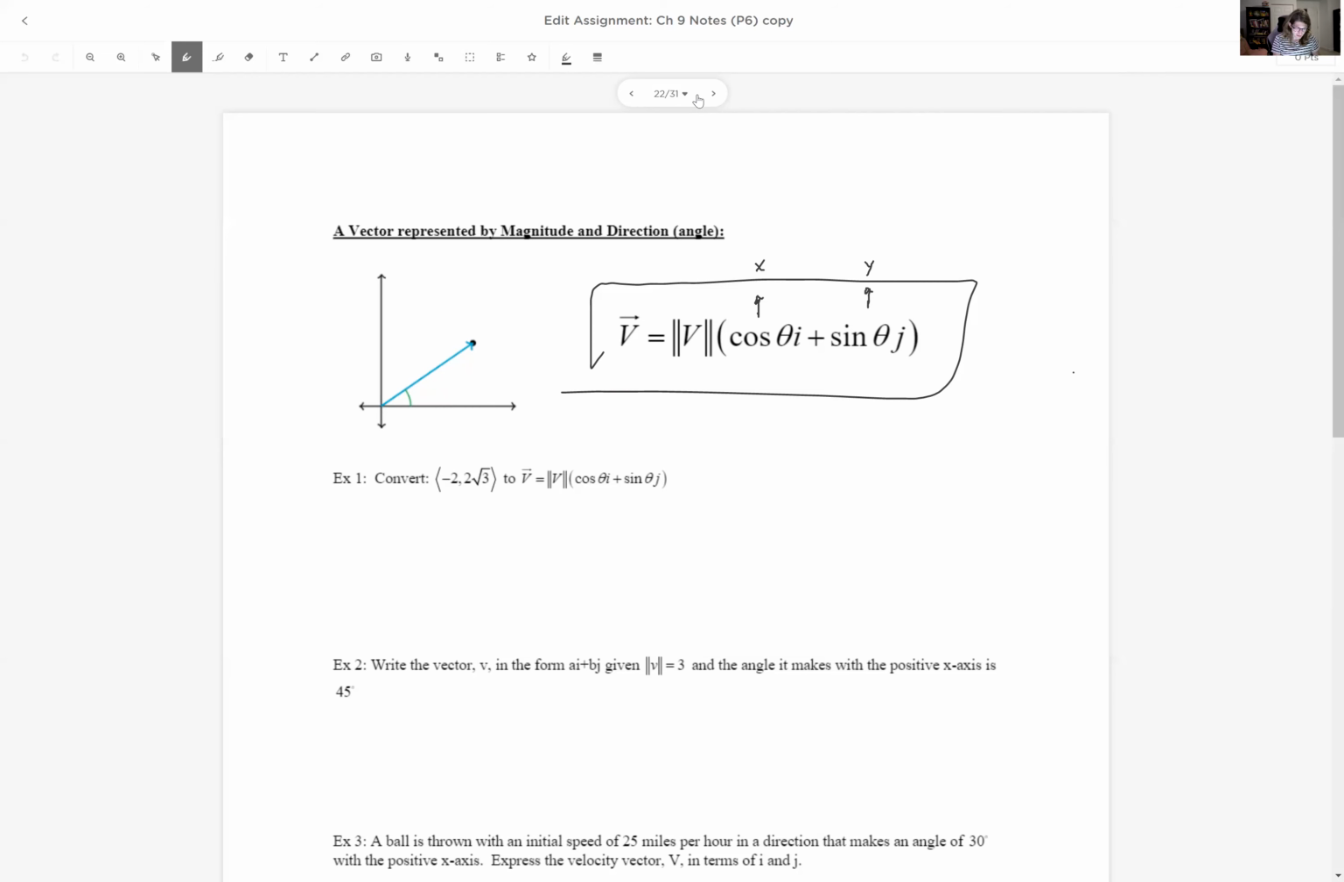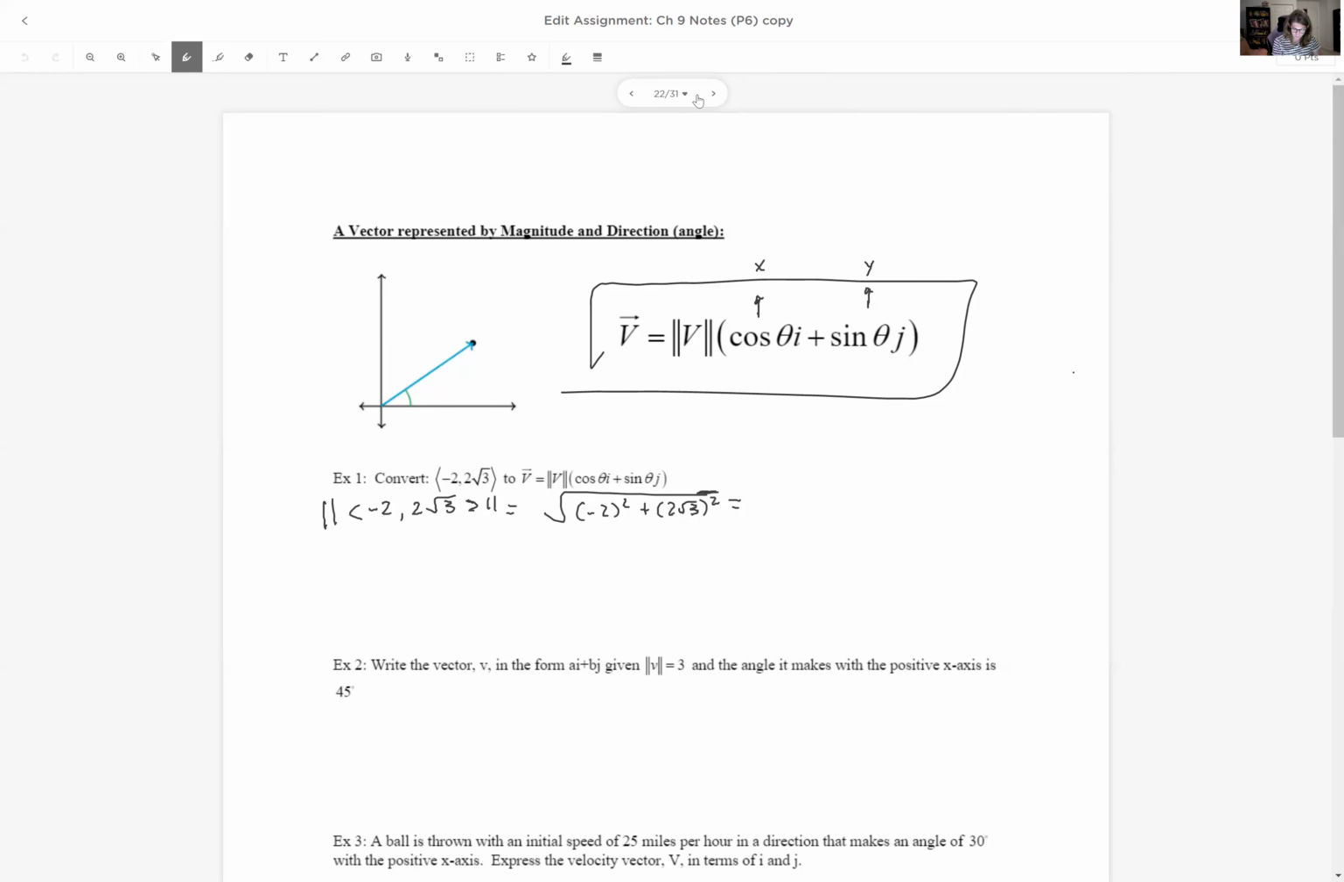So we're going to take the vector -2, 2 square root of 3, and we're going to write it in this form represented with sines and cosines. The first thing we have to do is find the magnitude of this vector. So we're going to do the square root of -2 squared plus 2 square root of 3 squared.